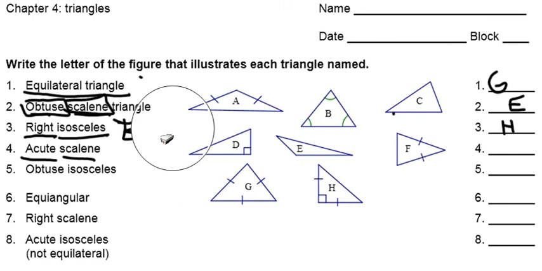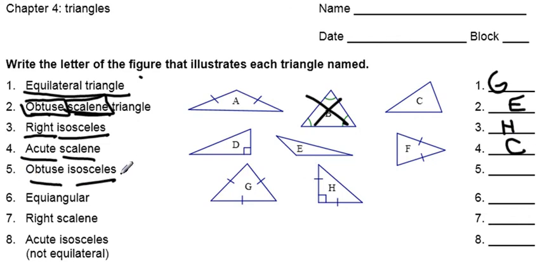Acute scaling for number 4. Acute means that all the angles are less than 90, and scaling means none of the sides will be marked. Here we have 3 congruent angles. But it's not scaling, because if all 3 of these angles are congruent, then all 3 of those sides are congruent. We don't have to mark the sides in that one because the 3 congruent angles imply the 3 congruent sides. So it's not B. Here we do see that all the angles look like they're less than 90, and we don't have any side lengths marked. That means it's scaling. So acute scaling is C.